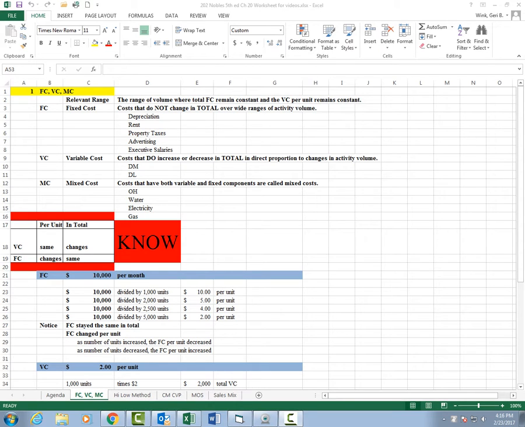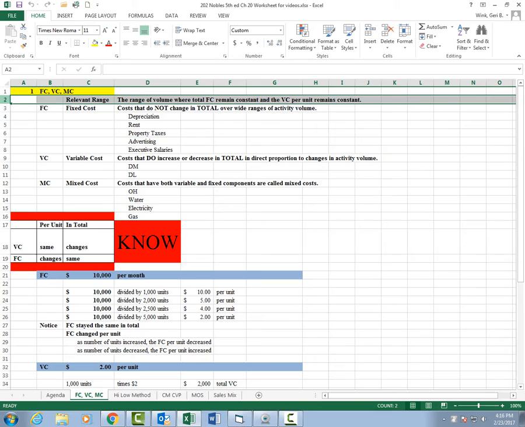We're going to talk fixed cost, variable cost, and mixed costs today. So before we can even talk about that, we need to define what the relevant range is. The definition is it's a range of volume where the total fixed cost remains constant in total and the variable cost per unit remains constant.